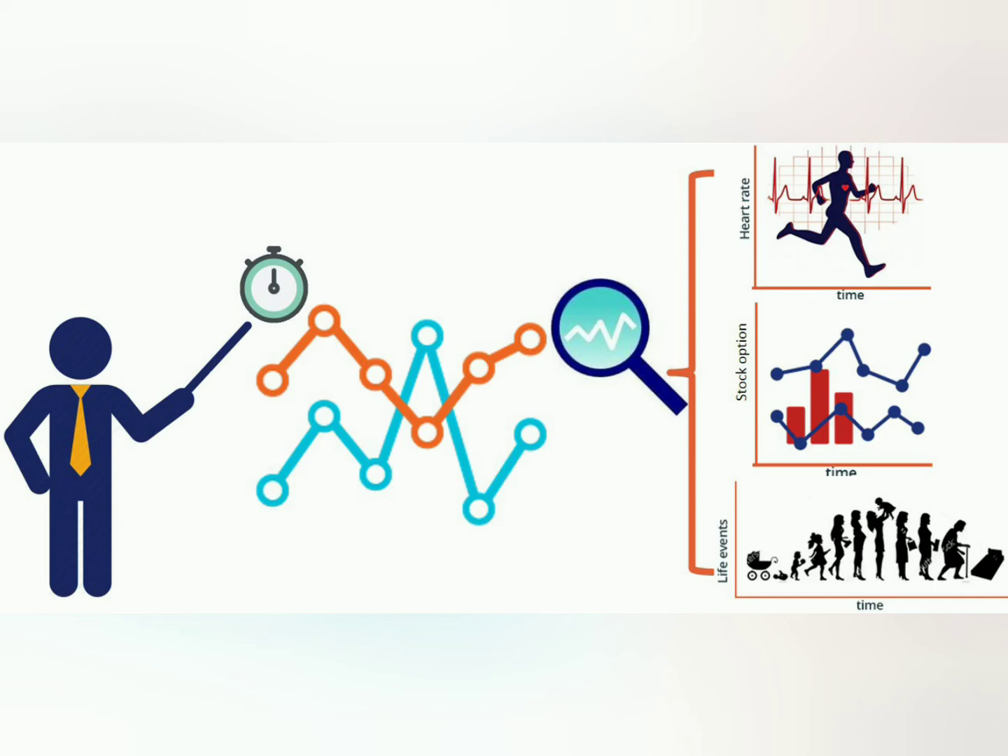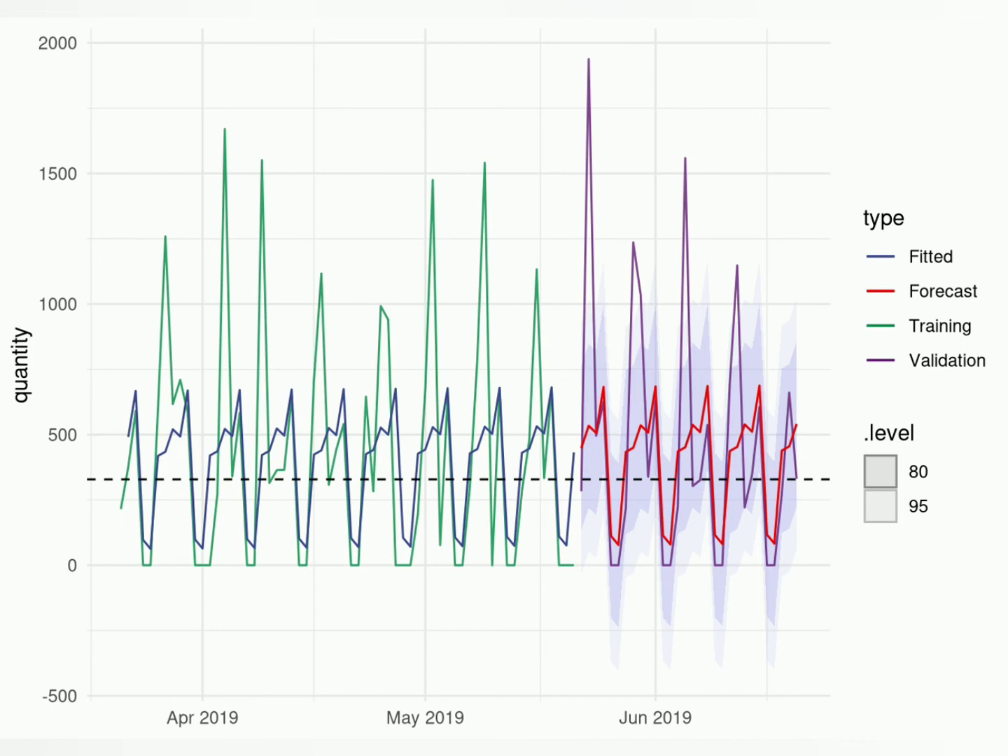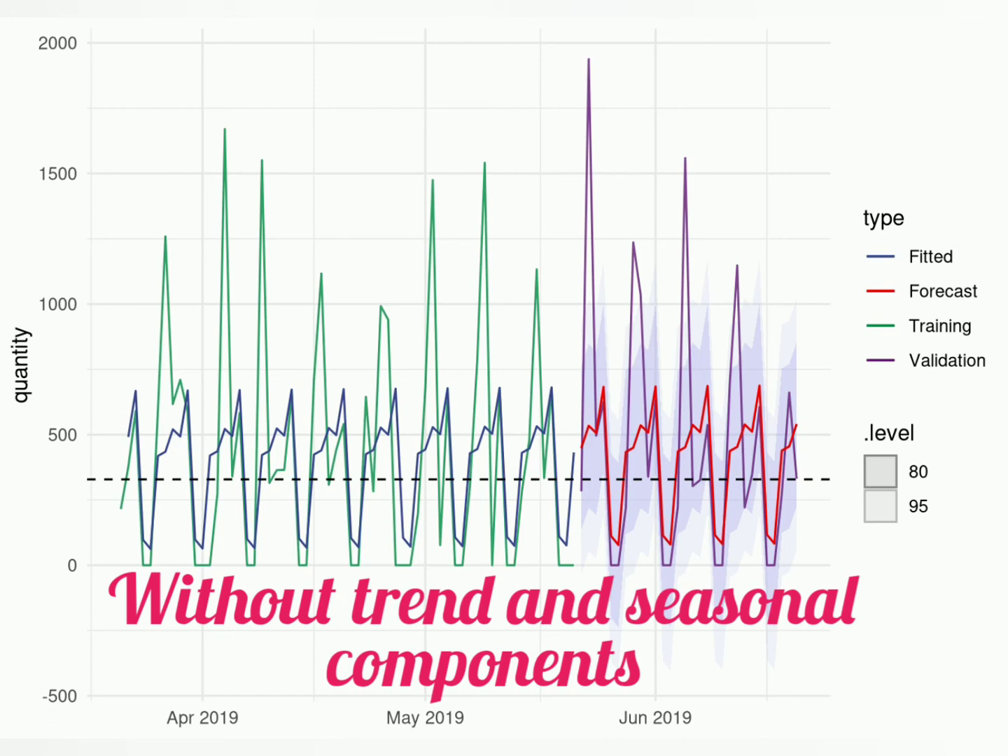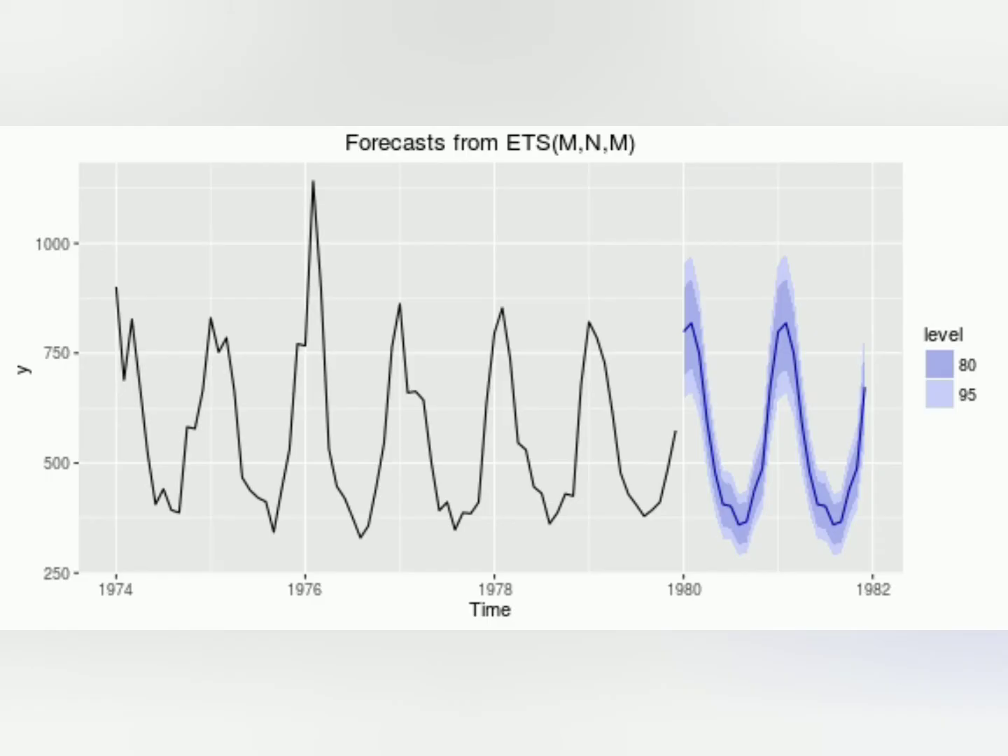Then the next method is simple exponential smoothing. The simple exponential smoothing method models the next time step as an exponentially weighted linear function of the observations at prior time steps. This method is suitable for univariate time series without trend and seasonal components. So if you have any trend or seasonal components, then you should not use this. And if your data has a stationary pattern in your time steps, then you can make use of this simple exponential smoothing forecasting method.